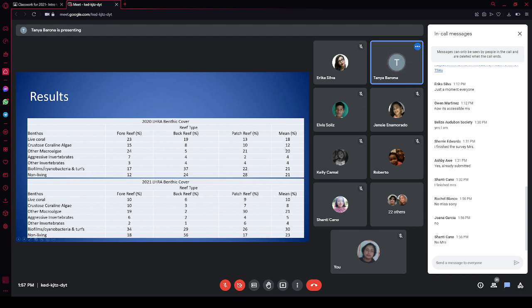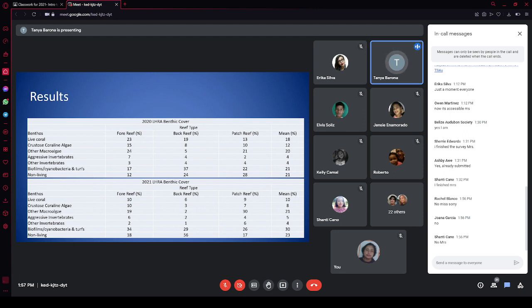Other algae remained roughly the same. Invertebrates, aggressive invertebrates, so this would be your competing sponges and tunicates, those remain roughly the same at 4 and 5%. And biofilms and turf algae, now this is the smothering algae. This rose from 21 to 30%. Non-living, that is representing the sand, the bare rock. So that roughly remains the same at 21 and 23%.